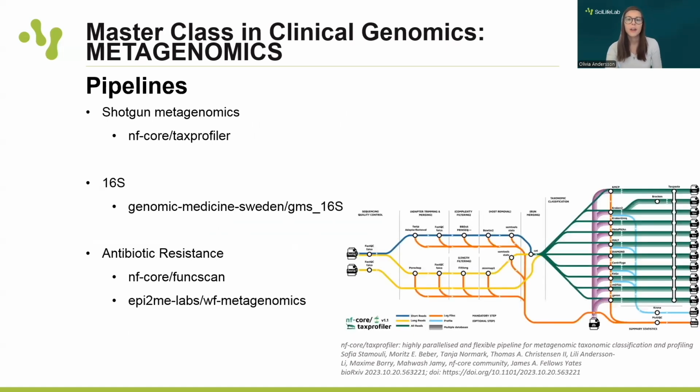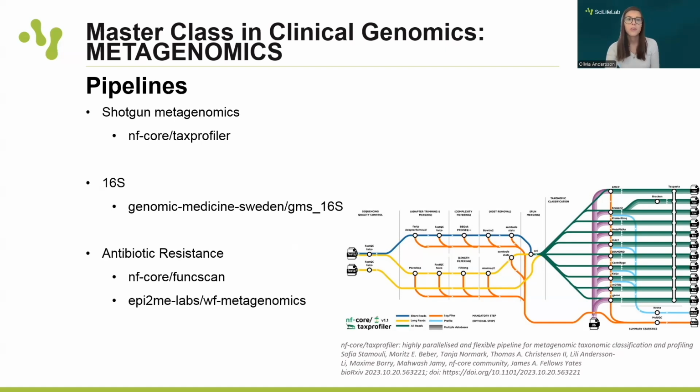And as stated earlier, the complexity of bioinformatics workflow often necessitates the use of pipelines to streamline and automate this multi-step process. And as metagenomic workflows can vary significantly depending on the research question or sequencing approach, different pipelines are designed to address these specific tasks or data types.